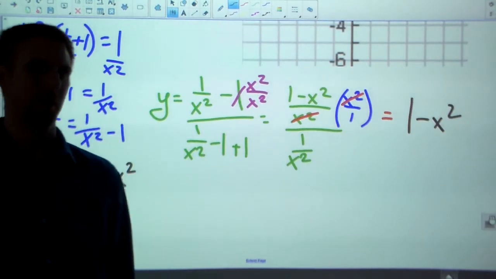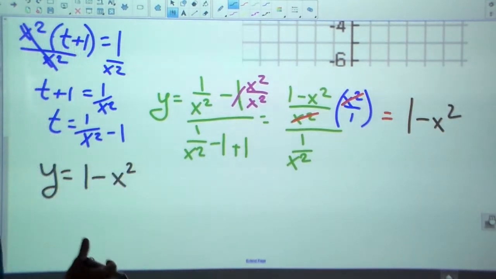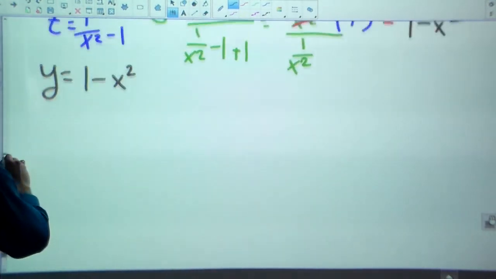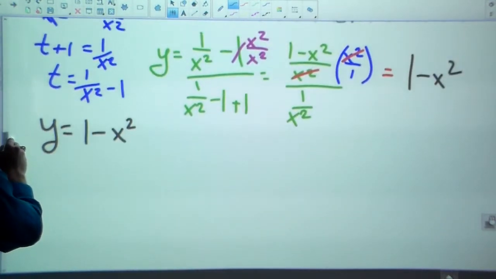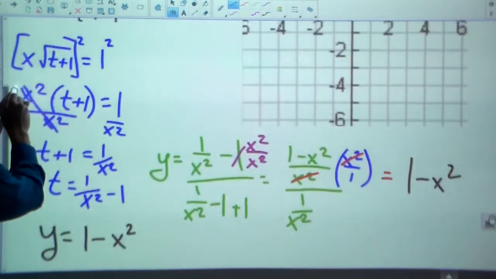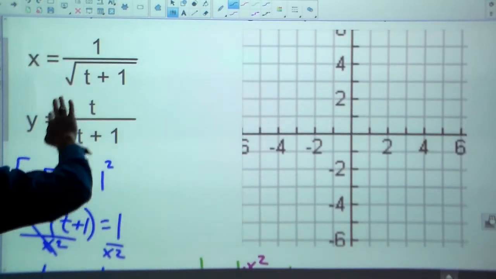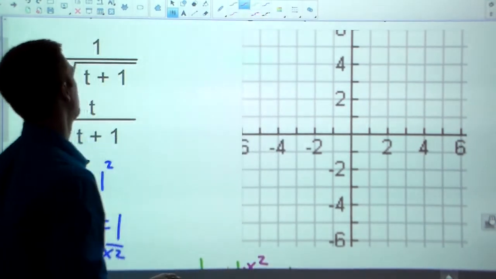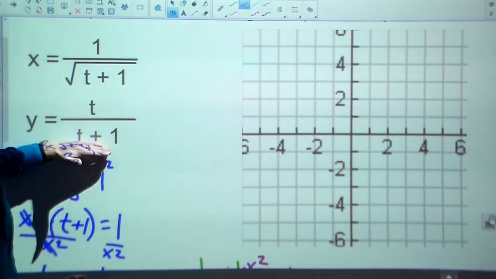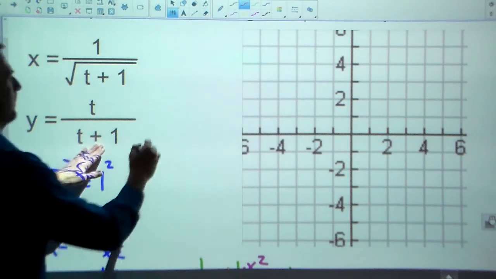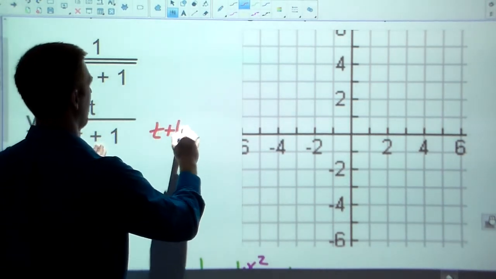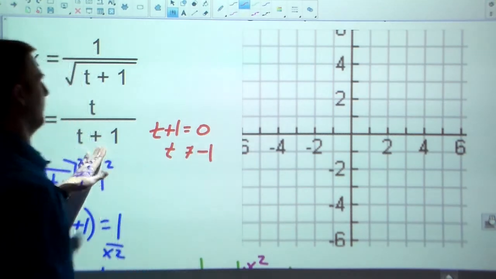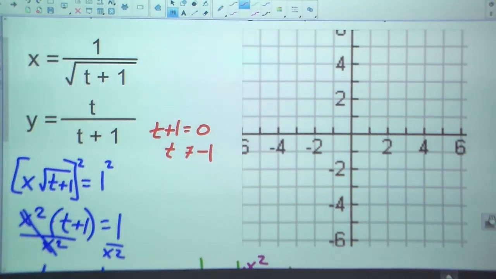But that's not fully the picture. We've got a lot of things going on. We've got some domain restrictions we've got to figure out. We've got to figure out the direction things are moving. So let's start with trying to figure out the domain restrictions up here. Start at the beginning, back with the parametrics. Well, let's start here. t plus 1 is in the denominator, so it cannot equal 0. If it does, we've got a problem. So t can't be negative 1. That's kind of important to know.